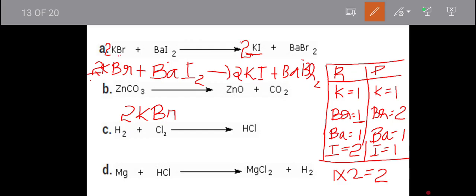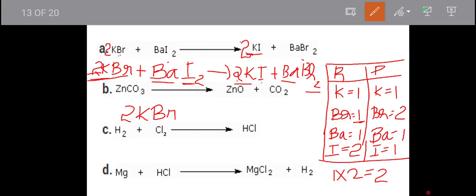2 is common, so 2K here, here also 2K. Potassium is balanced. 2Br here, here also Br2. Bromine is balanced. 1 Ba here, here also 1 Ba. Ba is also balanced. Now I2, 2 iodine is here. Remember, we have put 2 in front of potassium. So this 2 is common for both potassium and iodine, right? So iodine also 2. So this is a balanced chemical equation.